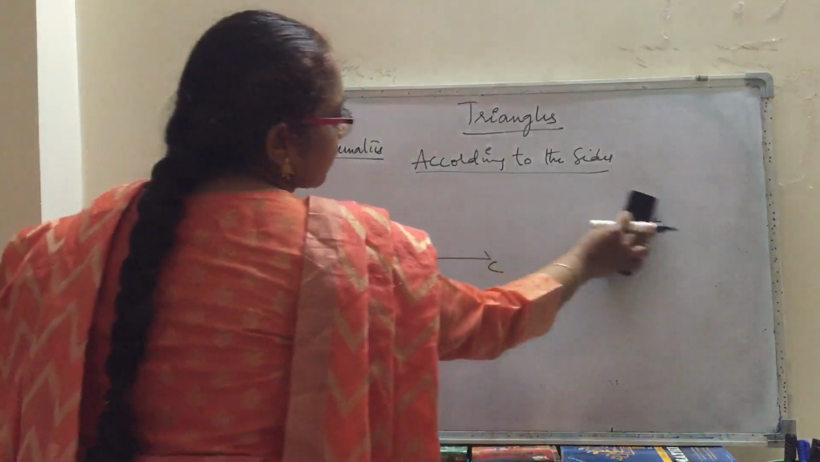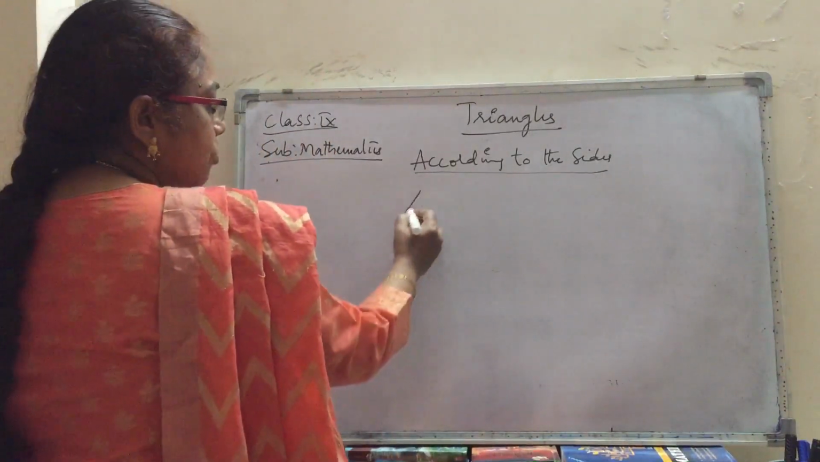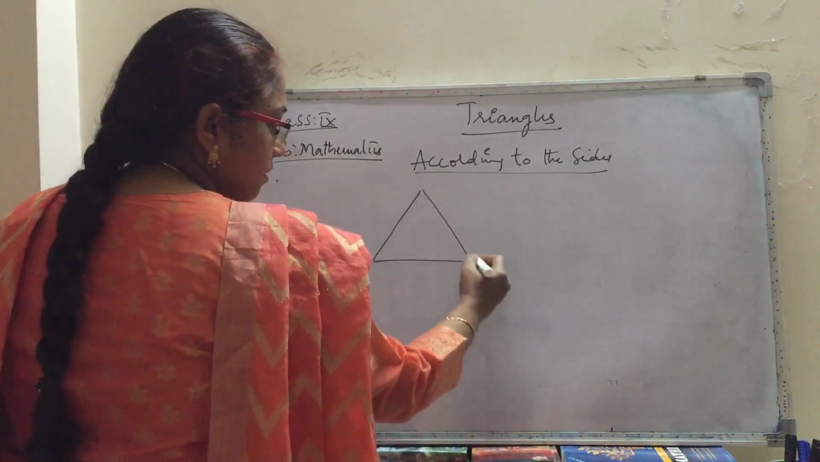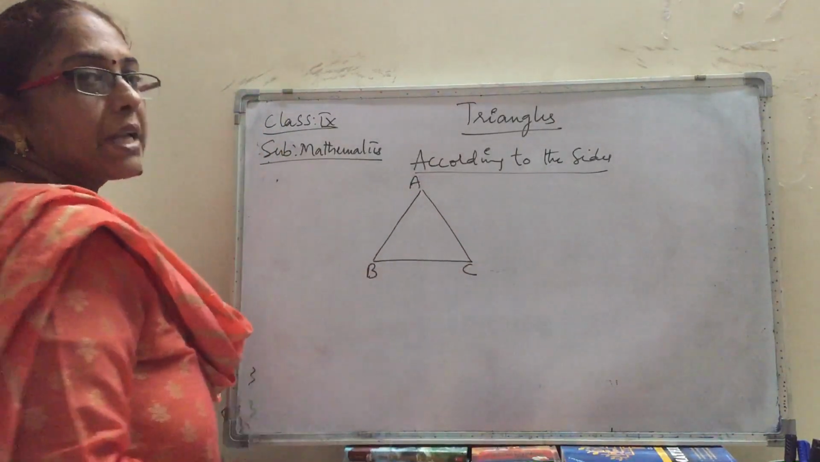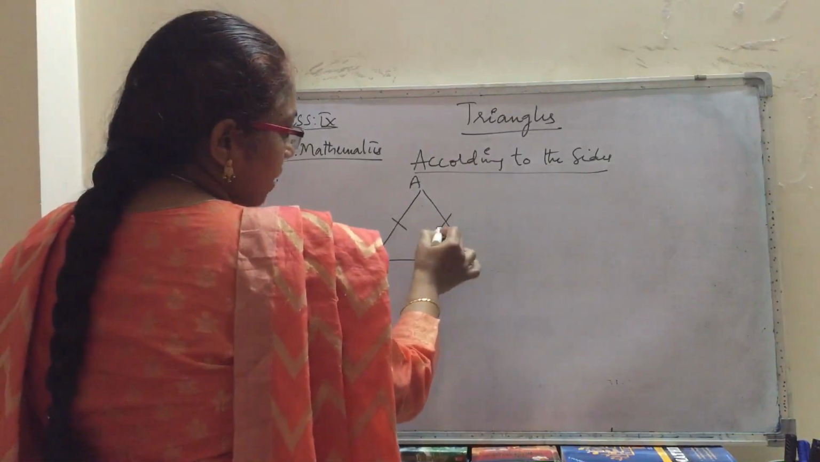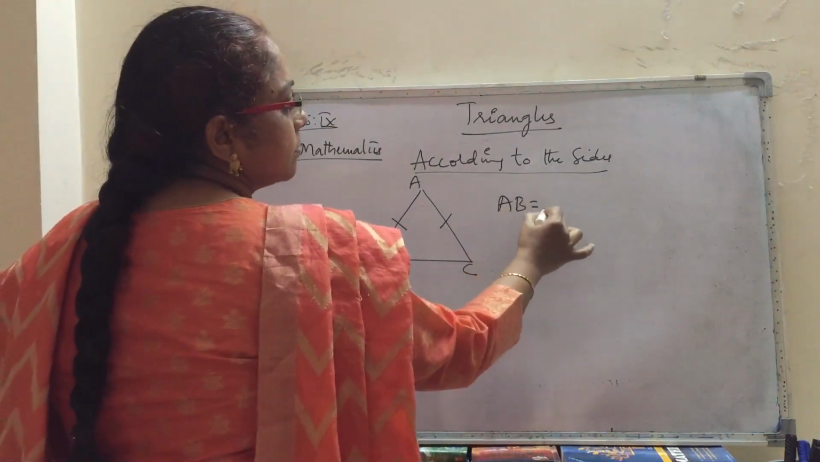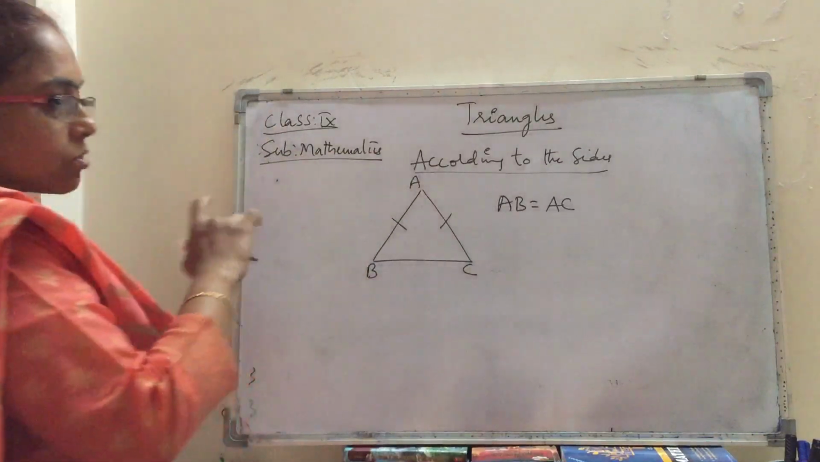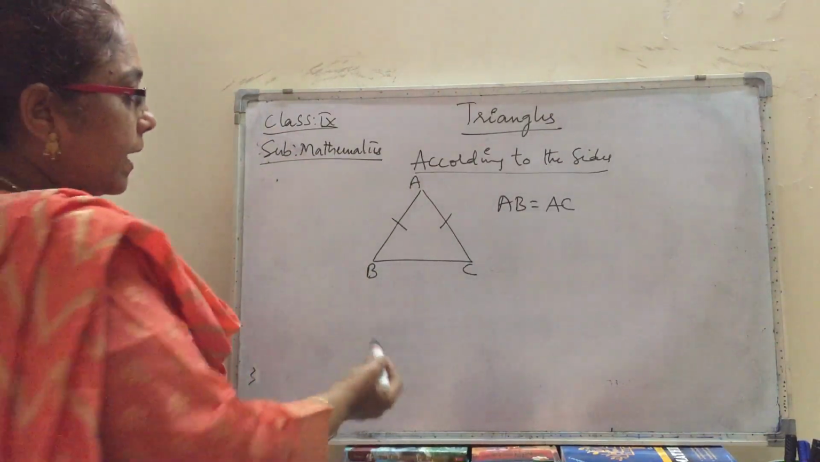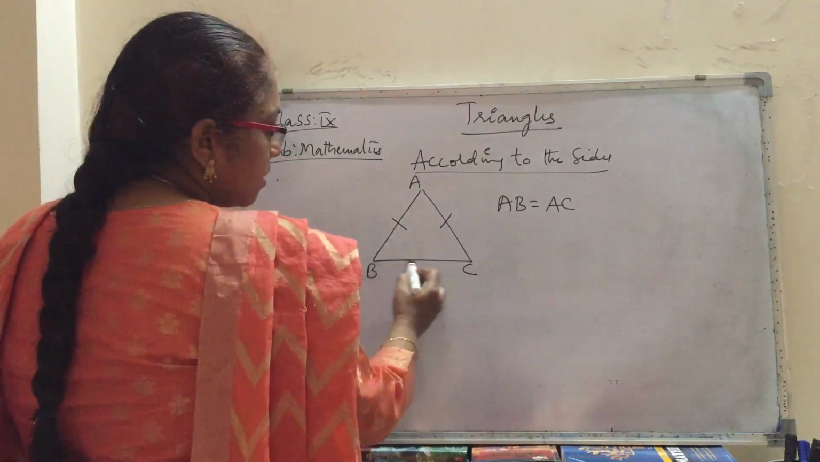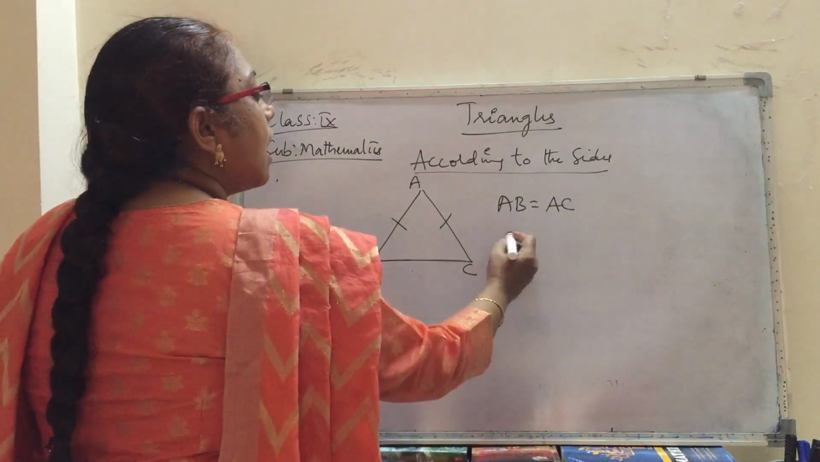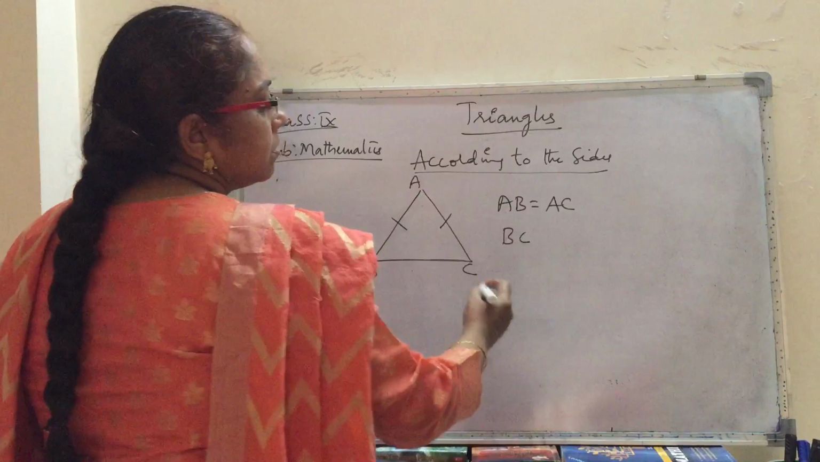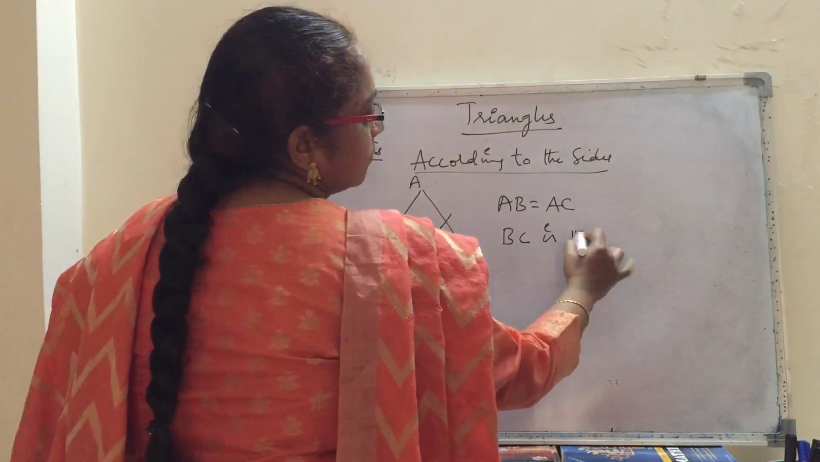Next, a triangle in which any 2 sides are of equal length. Suppose I take AB and AC equal in length. Then it is called an isosceles triangle. What about the third side? This is of unequal length. This BC is called the base of the triangle.